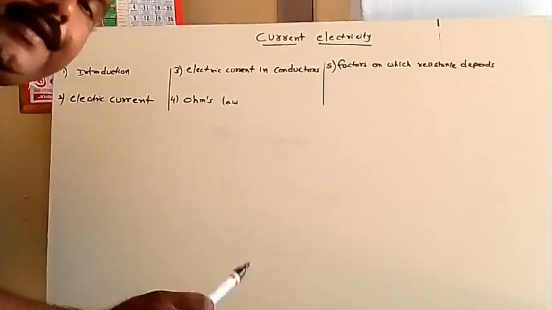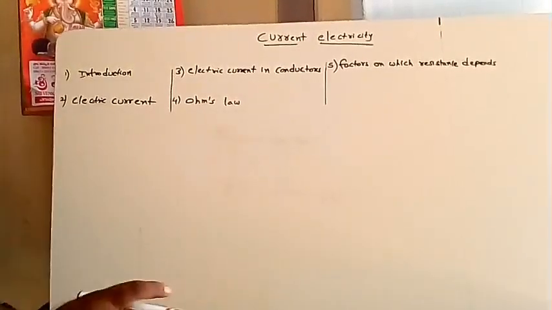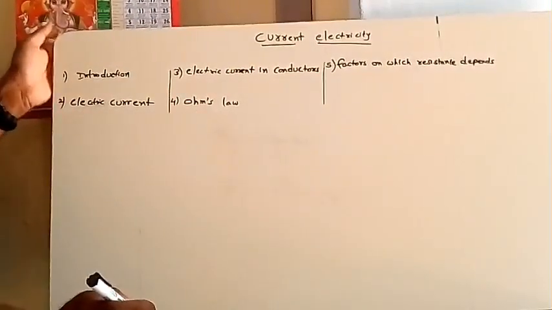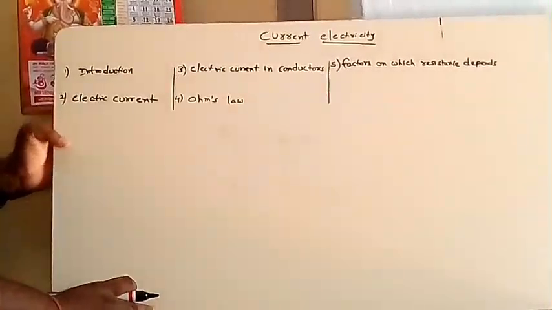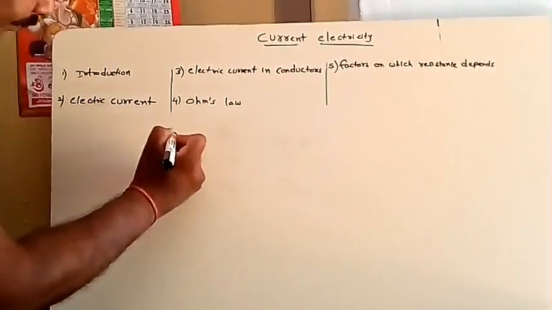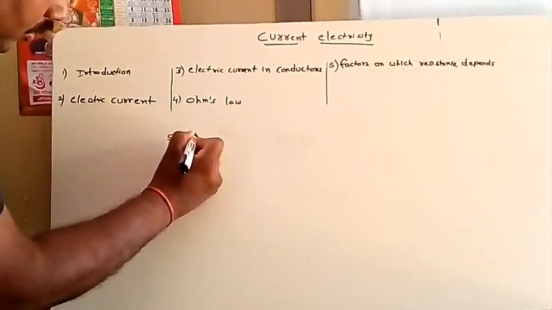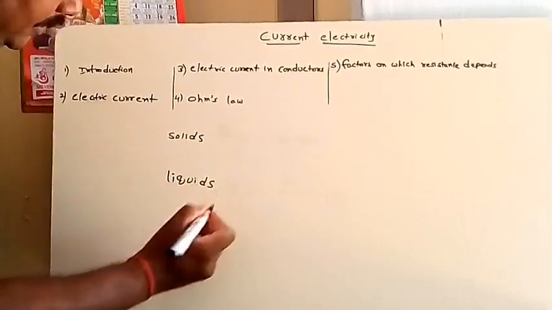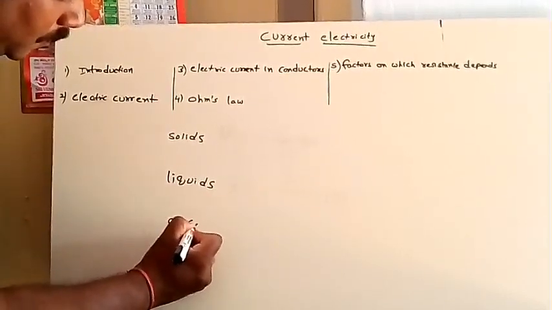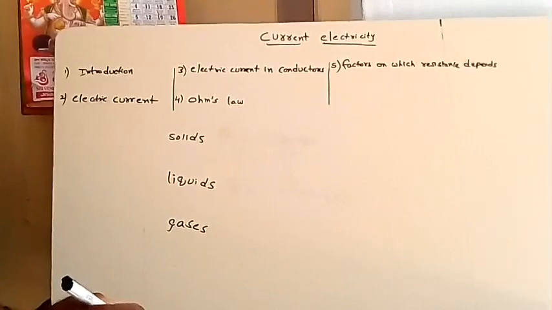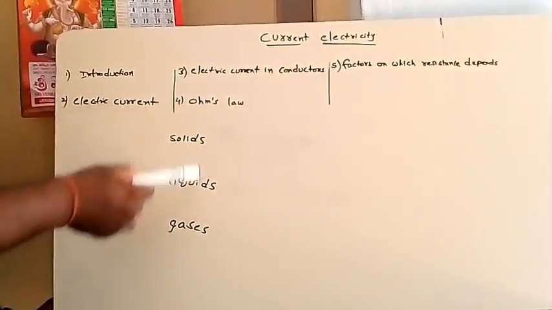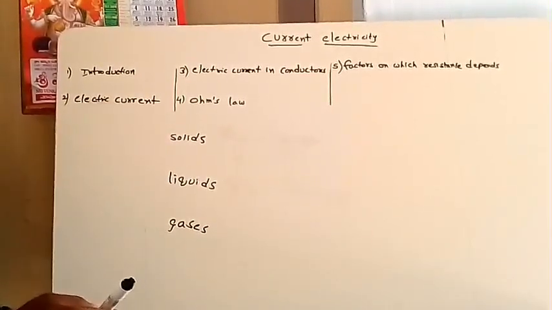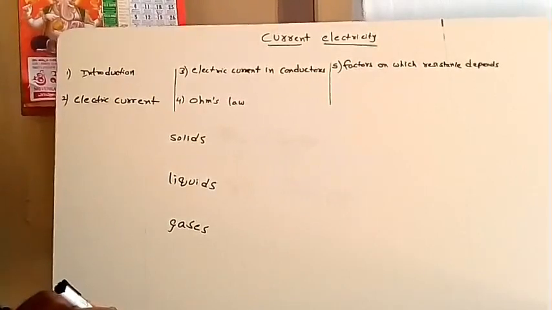Next, later we see how this electric current is passing through conductors. See, we already know the substance can be classified into 3 types. That is solids, liquids, and gases. How this electric current is passing through the solids, liquids, and gases, which are responsible to carry this electric current through this substance.